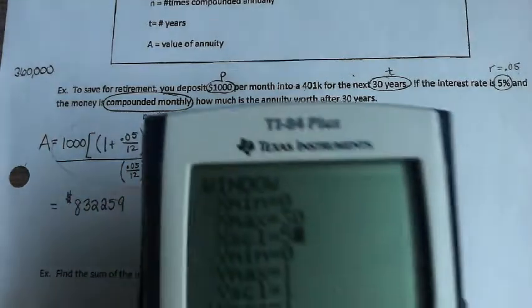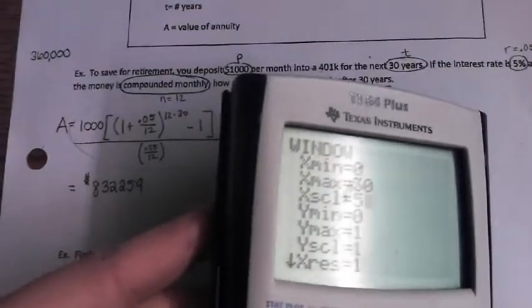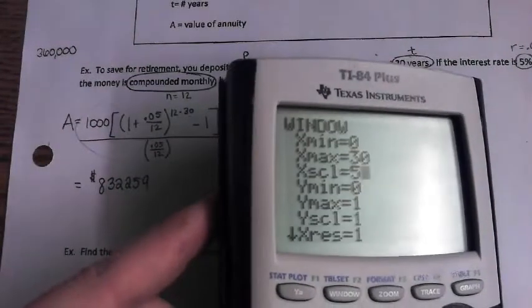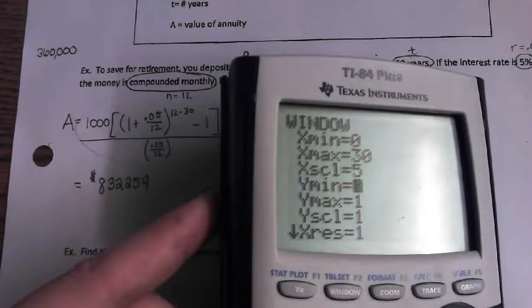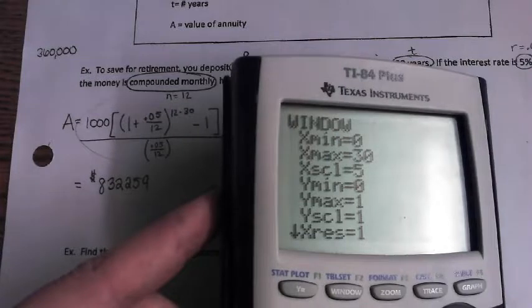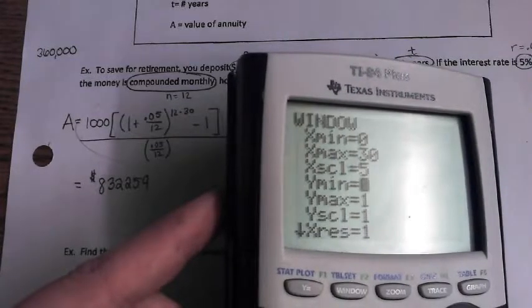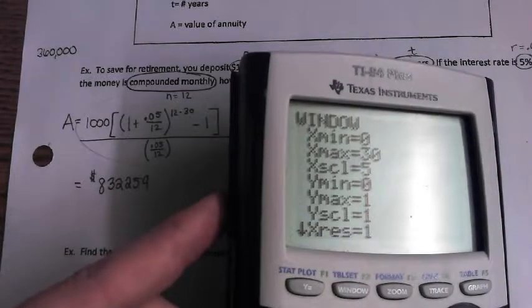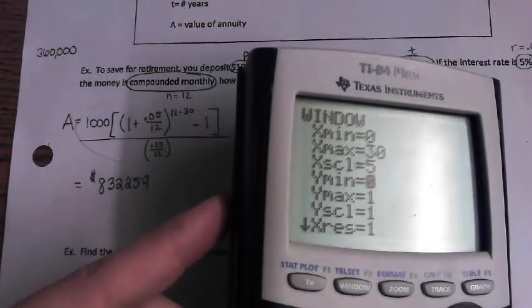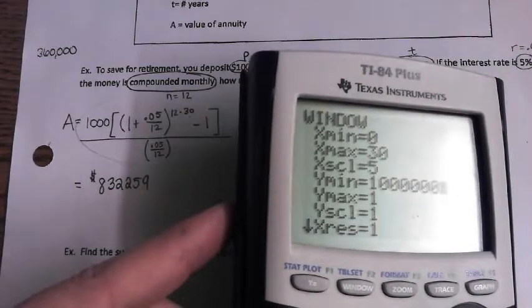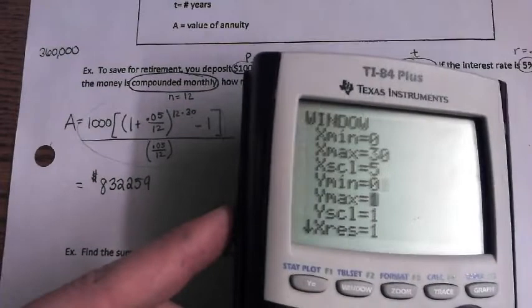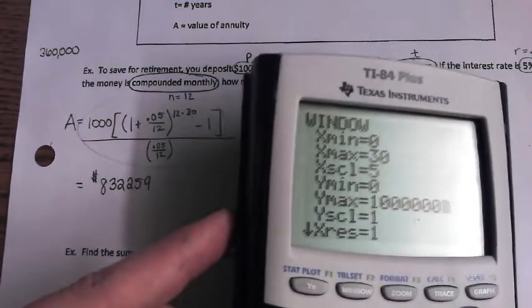So what numbers are we flirting with that would be an appropriate Y min and Y max scale? What numbers would be appropriate for the amount of money in these accounts? 0 to 1? No. 0 to what, Abby? Sure, $1 million, because we get up to 832,000. Oh, you son of a gun. Thanks for the heads up. And graph.